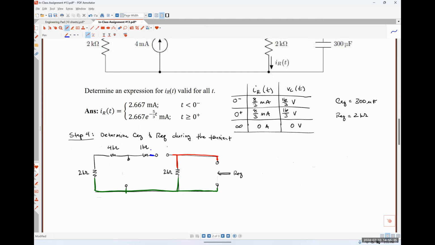We can obviously, I hope, see that the 1 kiloohm, the 4 kiloohm, and the 2 kiloohm on the left are all in series, so that would look like 7 kiloohms. But that 7 kiloohms of total resistance isn't part of a closed current carrying path, which is why it's not contributing to the resistance seen by the capacitor. So effectively, because that portion of the circuit was disconnected from the capacitor, it doesn't make any difference to the resistance. Okay. So any questions about how we determined REQ here?